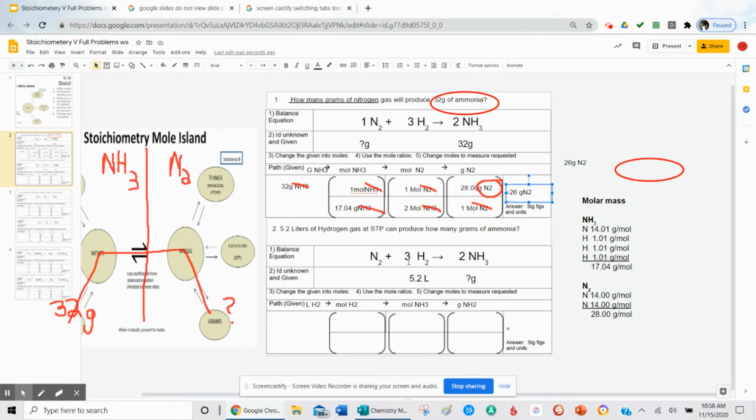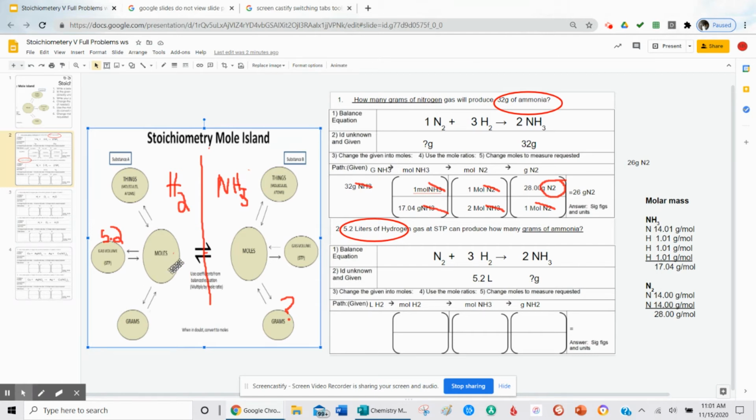So this is my balanced equation from above. And where did I get these numbers from? Well, here is my given. My given is 5.2 liters of hydrogen gas. And how many grams of ammonia? So grams of ammonia is what I am looking for, so I will underline that.